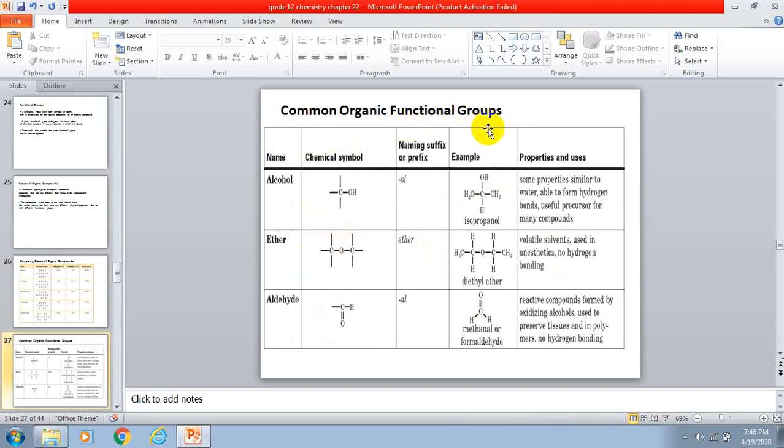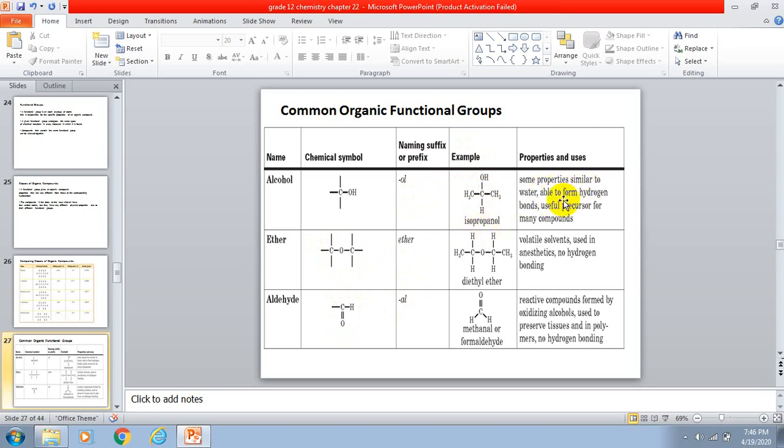Common organic functional groups: alcohol, ether, aldehydes, OH. Look at the C-C, in the middle we have O, and CH double bonded to O, which we call aldehydes, and ethers. This is the example: isopropyl, like propyl, with three carbons, 1 2 3, isopropanol.